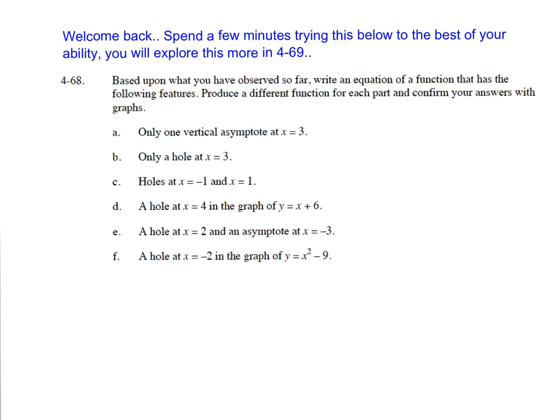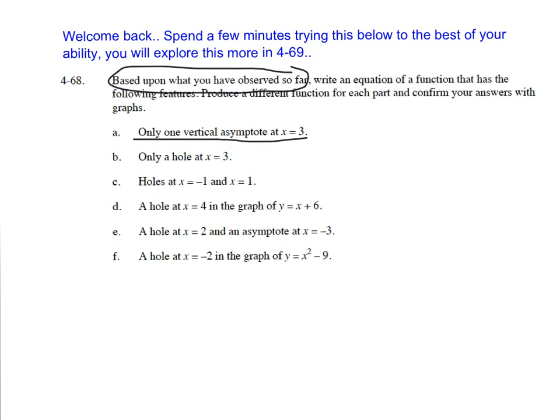These polynomial functions. So, based upon what you've observed so far, write an equation of a function that has the following features. Produce a different function for each part and confirm your answers with graphs. What I'd like you to do is first pause this, then take a few minutes to answer 4 or 5 of these. See what you can come up with for equations that satisfy the given information.